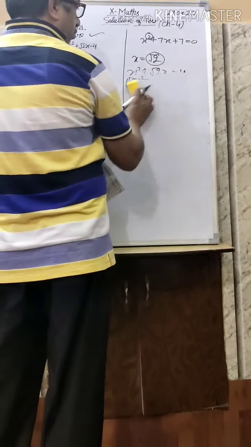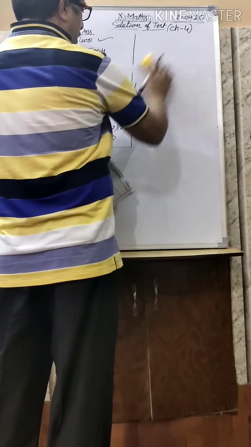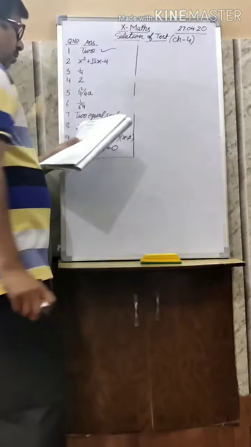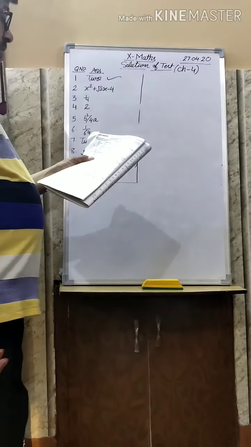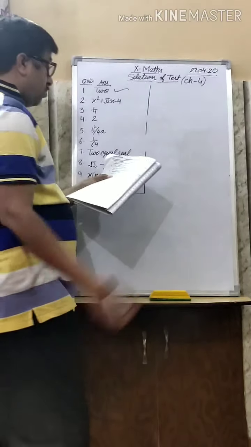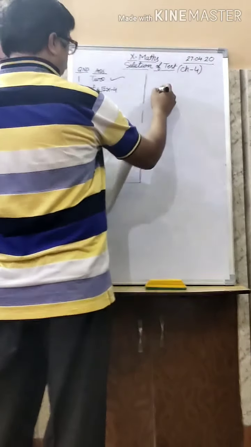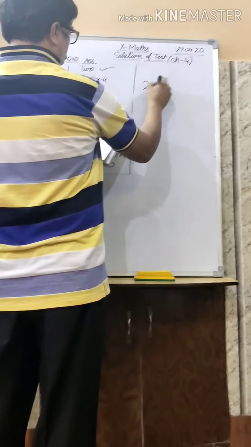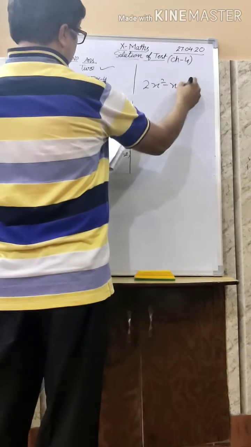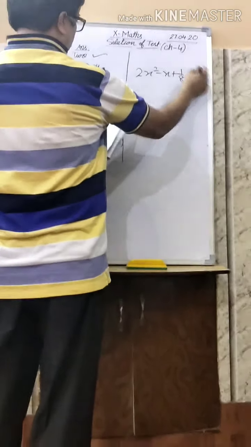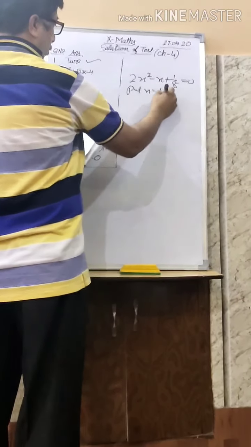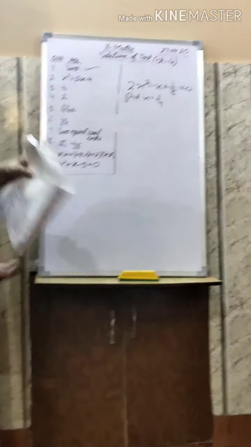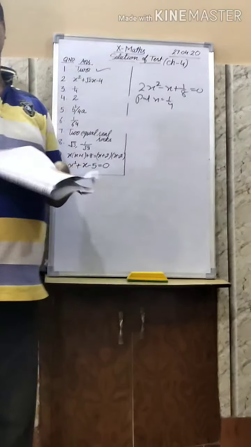Again, because 4 options are given, he is asking which value is the root of this equation. Again, 4 answers are given. Then you check one by one. Suppose I am saying 1 by 4. An equation is given, 2x square minus x plus 1 by 8 is equal to 0. You put x = 1 by 4. Clear this? Then the answer will come equal to 0.